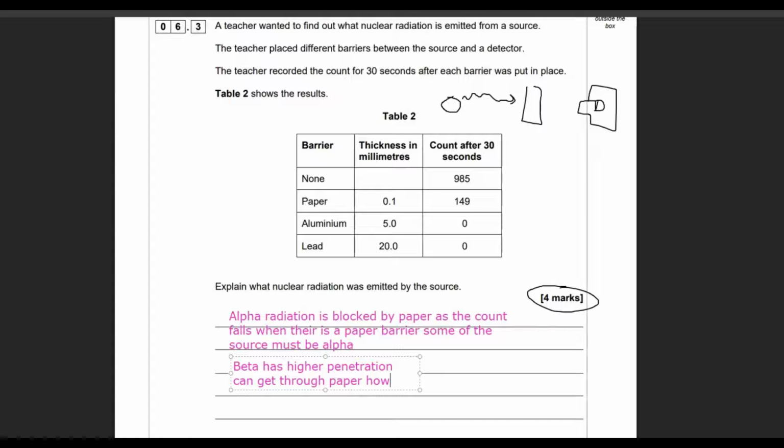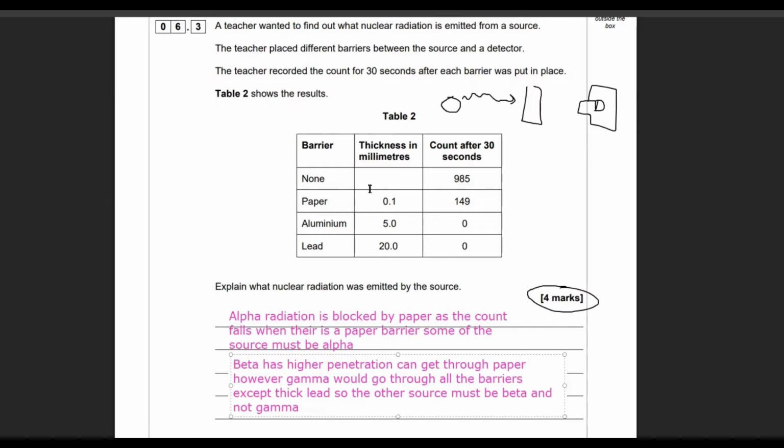However, gamma would go through all the barriers except thick lead. So the other source must be beta and not gamma. So basically, what I've tried to say here is it's giving out beta and alpha. Why is it giving out beta and alpha? Well, we can tell it's giving out mostly alpha. It's like 90% alpha, because 90% of it got blocked by paper, and alpha radiation is blocked by skin, blocked by paper, even blocked by quite a distance of air particles. So that's blocking the alpha.